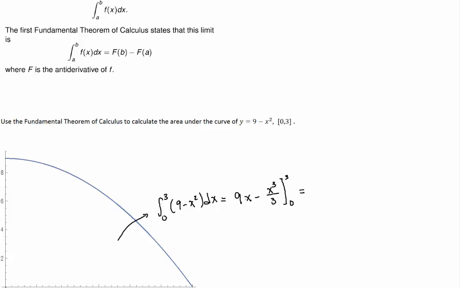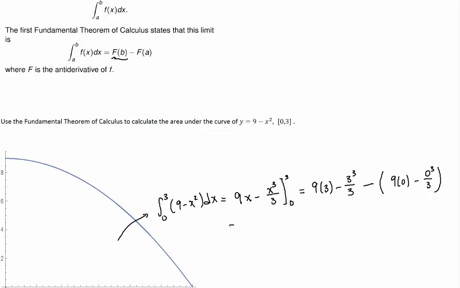Evaluating this function at 3, we get 9 times 3 minus 3 cubed over 3. Then minus, remember, if you look up here, this term would be F of b, and then minus F of a. So I subtract, put my parentheses, and evaluate the same function at 0. I'm going to write it all even though it's 0, just so you see how it's done. This is capital F of 3, and this is capital F of 0.